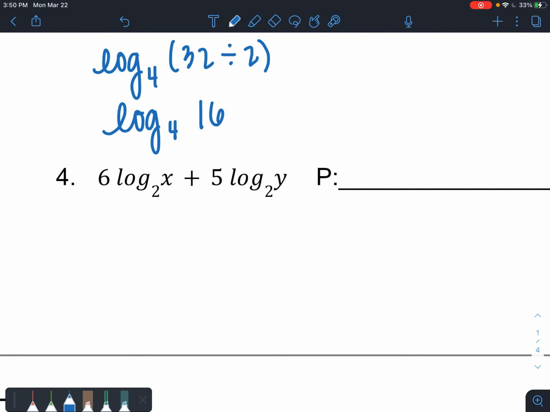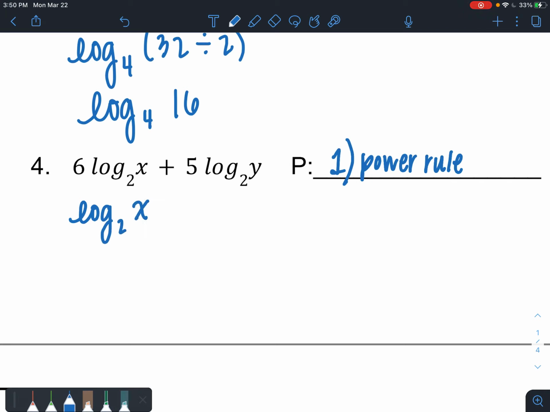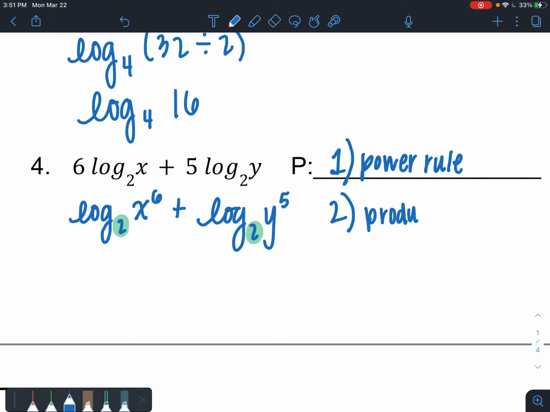All right, this one we have combined rules. So first let's start with the power rule. So step 1, the power rule. So I'm going to move that log base 2x to the 6th up. So that 6 is coming up here. Bringing that 5 up to the y. Okay, and so because I have the same base here, I can now use the product rule.